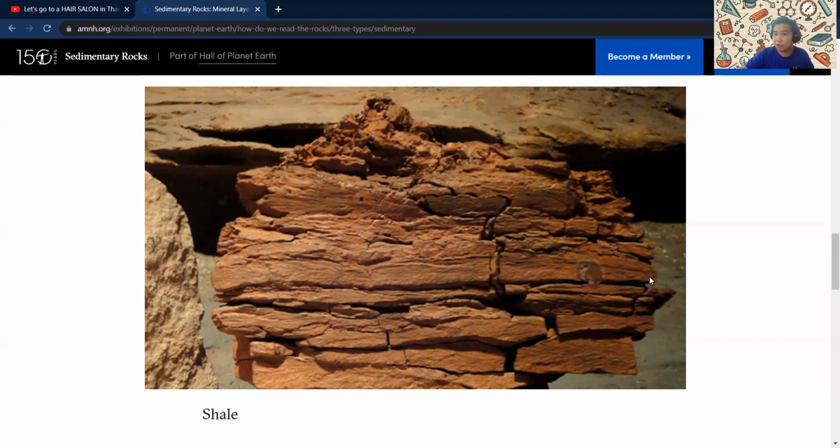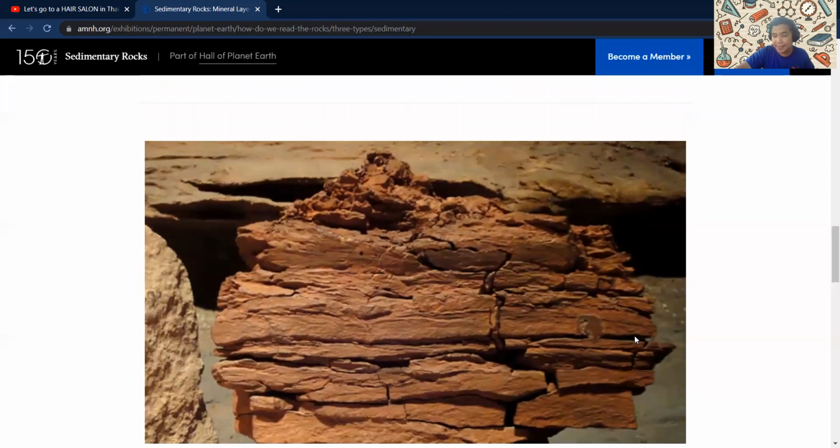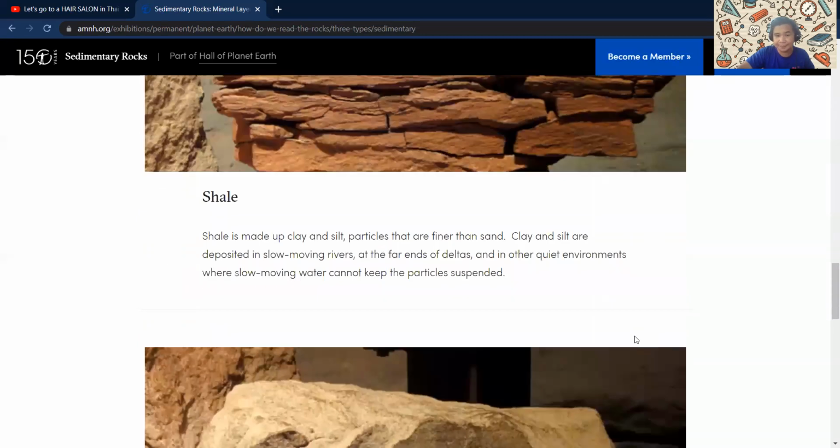This is called a shale. And it's brown or orangey because that's the color of clay.